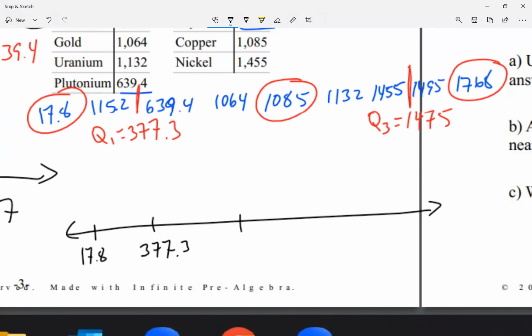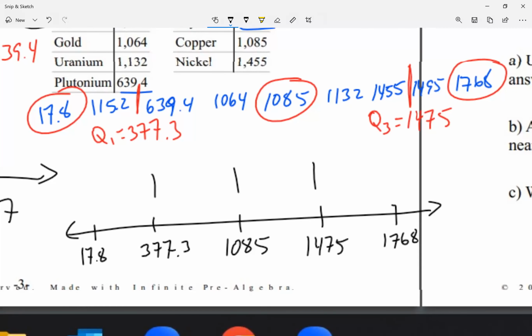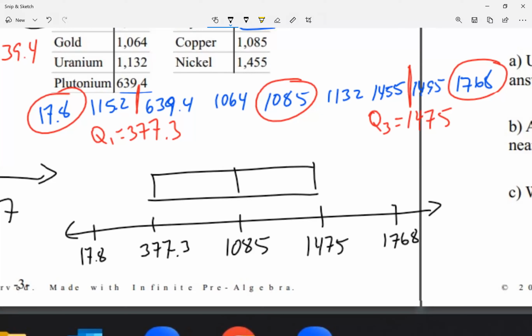My median is 1,085. My upper quartile is going to be 1,475, and my highest number is going to be 1,768. Again, you have to identify where these 5 numbers are on your number line. The 3 numbers in the center, remember, I'm going to do a box with those 3. My lowest number and my biggest number are represented as dots. And then I want to connect these like that.